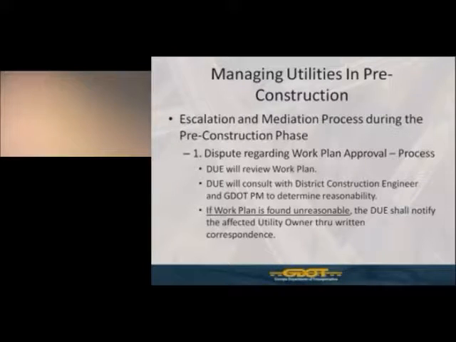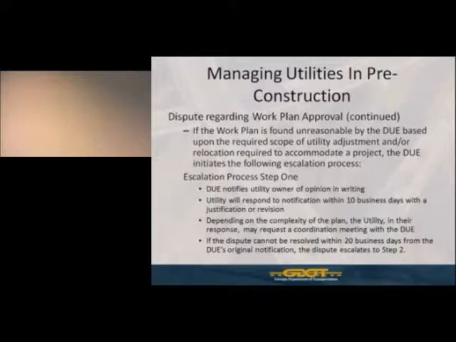In doing so, they will review your final submittal of that work plan or utility adjustment schedule. They'll consult with the district construction engineer and the GDOT project manager to determine reasonability as it relates to our proposed contract time and construction schedule. If the work plan or adjustment schedule is still deemed unreasonable, then the DUE shall notify you, the utility owner, through written correspondence of that case. Once that notice occurs, you will have 10 business days to respond to that notification with either additional justification or revision to your work plan.